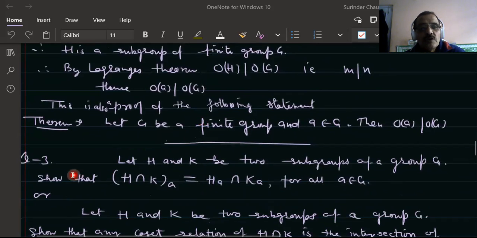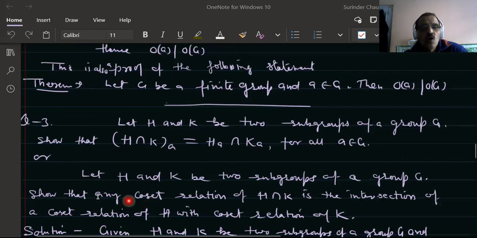Now the next question is: if H and K are two subgroups of group G, then show that the right coset of H intersection K is equal to the right coset of H intersection the right coset of K, by a, for all a belonging to G. Solution for this question.